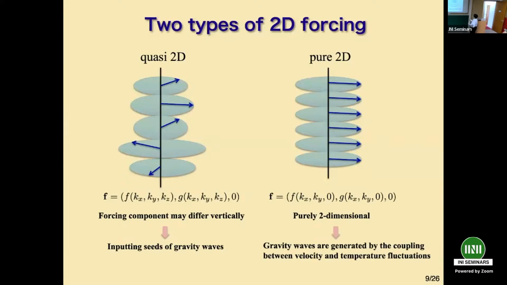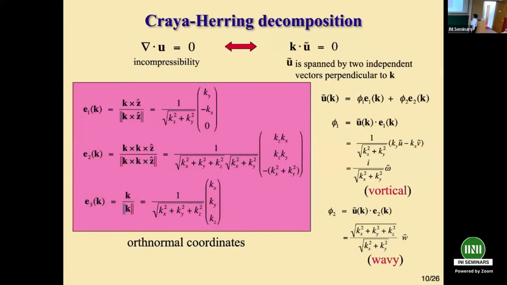So this time we use the pure 2D forcing. For these wave numbers, kz is just 0, and we have just the same forcing vertically, so hopefully producing no source of gravity waves. Then gravity waves are generated purely by the coupling between velocity and temperature fluctuations, we hope.